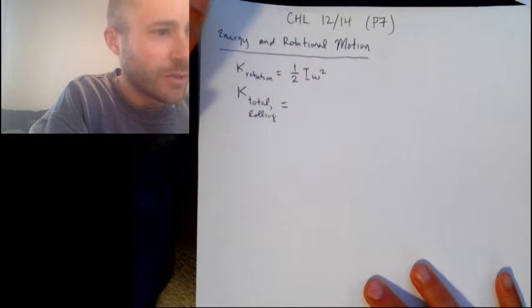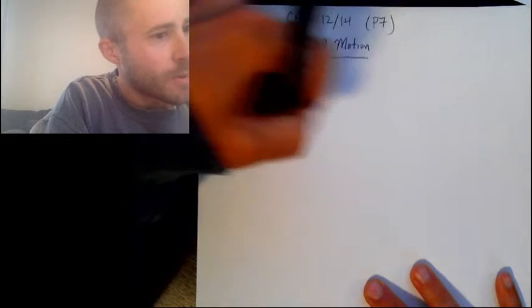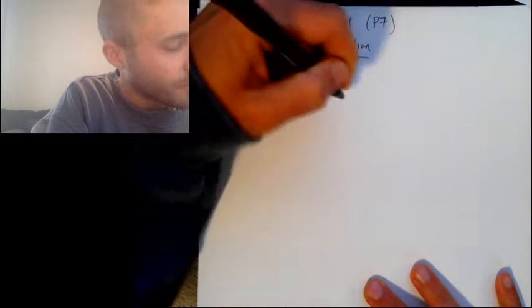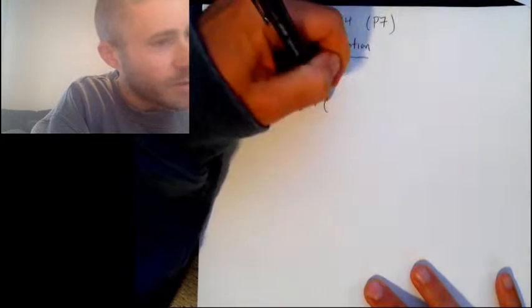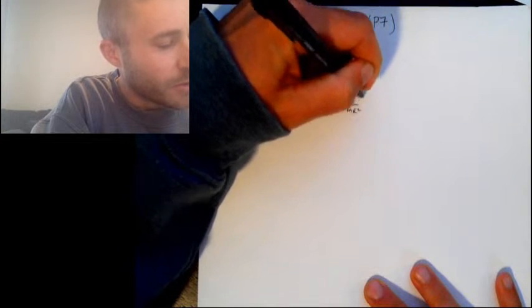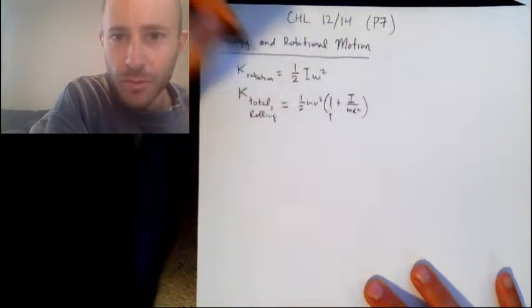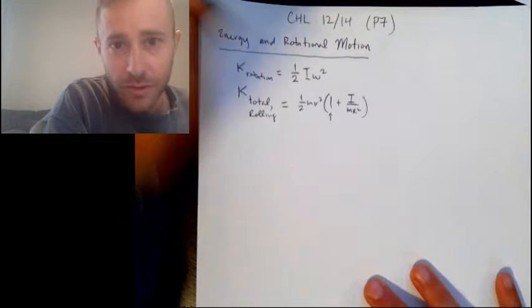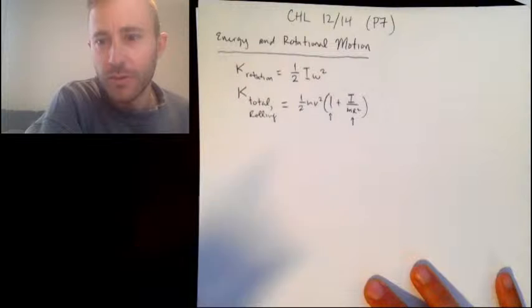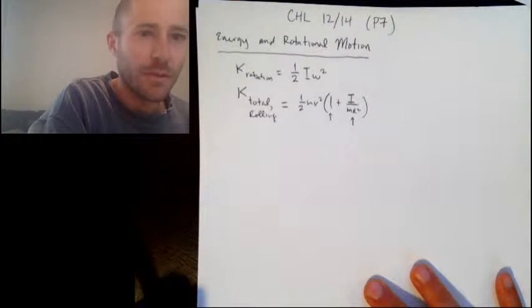So the total kinetic energy of something that is rolling, and I went through all the derivation of this, is 1/2 mv squared times the quantity 1 plus I over mr squared. So basically the 1 term corresponds to the translational kinetic energy, and the I over mr squared is the additional part due to the rolling.